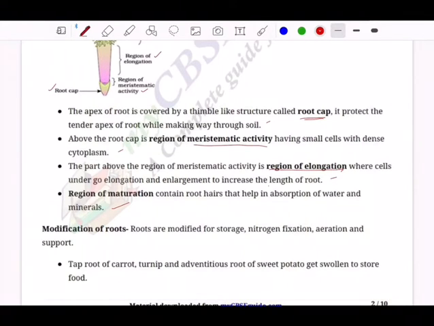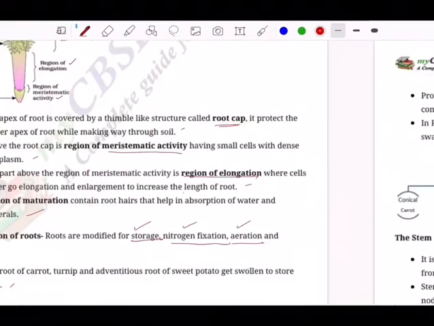Sometimes root undergoes modifications to perform extra duties. So in such a situation, the roots are said to be modified. They modify themselves for these reasons. They have to do storage, store certain nutrients. They have to do nitrogen fixation, aeration, absorb oxygen, and of course anchorage support. So the root of carrot, turnip, and the adventitious root of sweet potato gets swollen to store food. So a lot of fatty material will be stored in them.